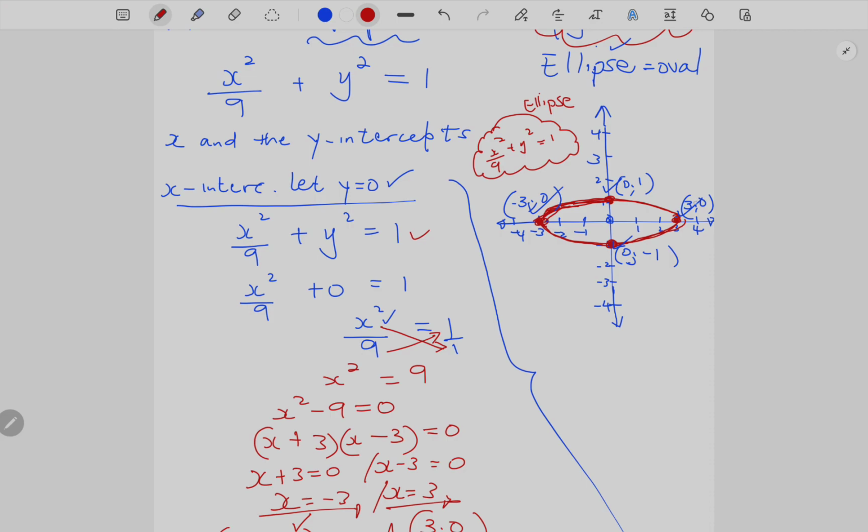All the other marks are half marks, half mark, half mark, half mark. So 1, 2, then 1 full mark for the labeling and the name of the graph, which is a total of 3 marks. So you get a total of 3 marks.